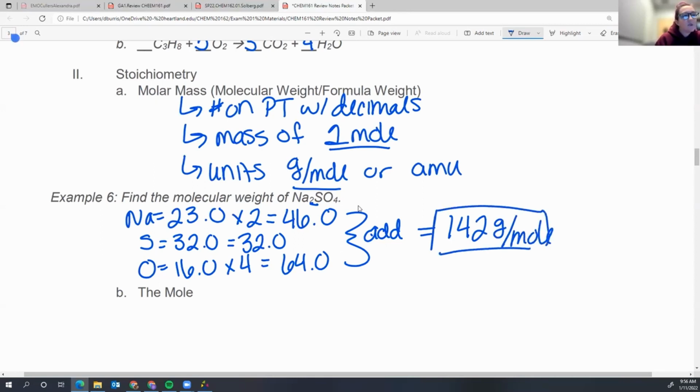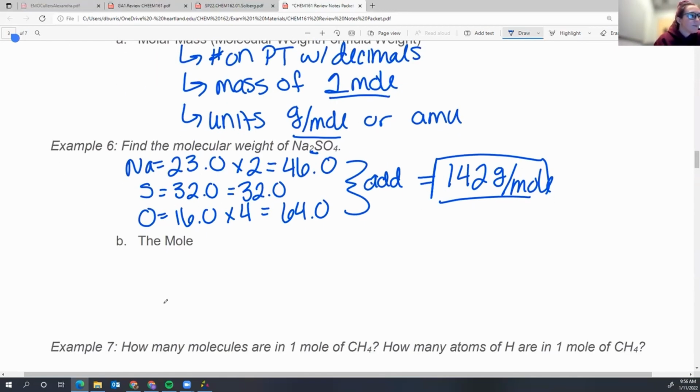Now, I didn't give you any numbers in the problem, so there's really no sig figs to go by. I recommend keeping 1 decimal place whenever you're pulling numbers from the periodic table. It's a good rule to go by.